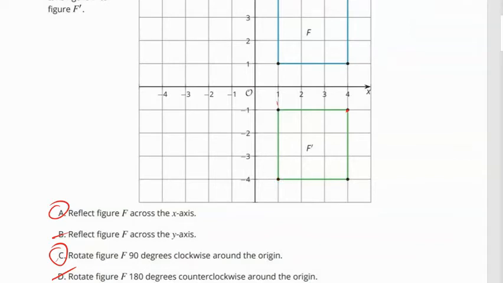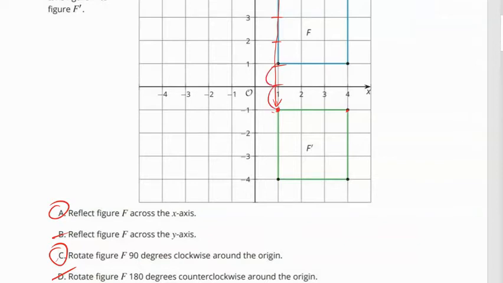There we go. So we got 1, 4, which is right there on the top left of figure F. And then it goes down all the way to 1, -1, which is also the top left of the image, right? So every figure has to go down. How many did we go down? We just went straight down, right? 1, 2, 3, 4, 5. We went down 5 places. That means all the other points need to go down 5 places.